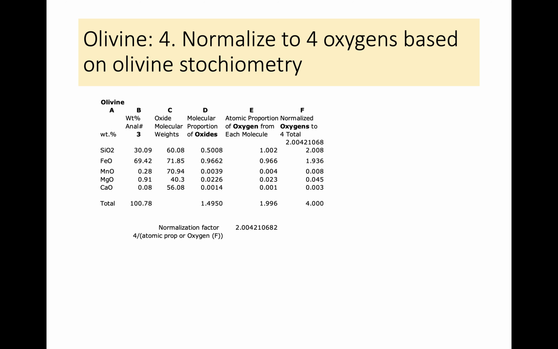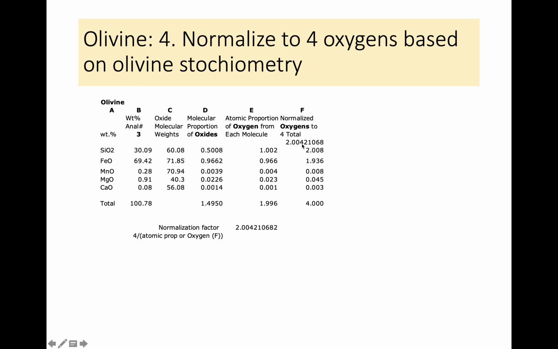And now we're going to normalize to 4 oxygens, which is the number of oxygens in olivine that we've assumed. We do that by creating this normalization factor. It's going to be 4, the number of oxygens we assumed, divided by the atomic proportions of oxygens, 1.996. And that factor is 2.004.